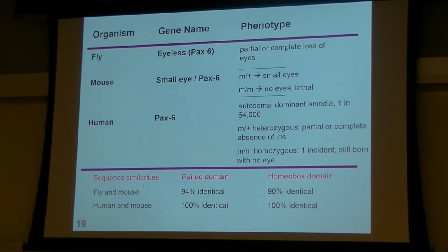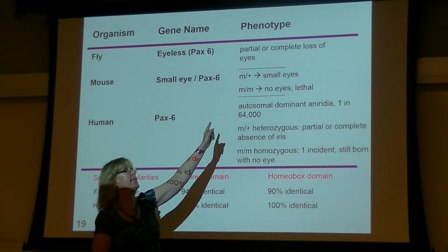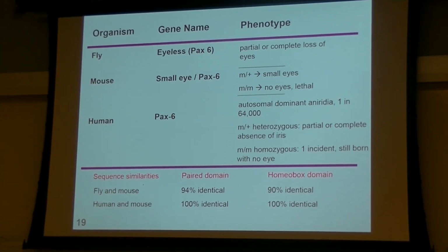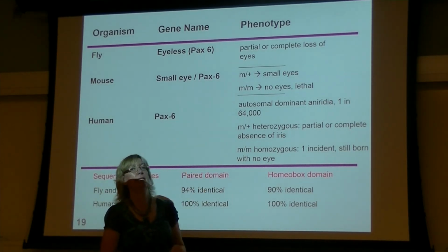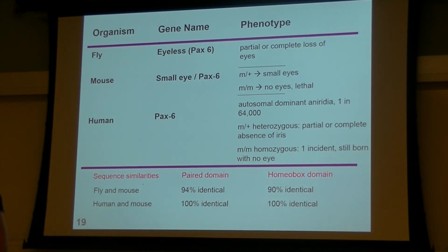So for fly, depending on if we completely obliterate PAX6 function or only partly, we can have eyeless or very small eyes. In the mouse, a heterozygous situation, so mutant allele plus wild type allele, gives you a small eye phenotype. Or if you have a doubly homozygous mutant, it's no eyes altogether, and it also is lethal. Now, it may not be lethal due to the lack of eyes per se. It's probably due to PAX6 being involved in other important tissues that you would need to survive.